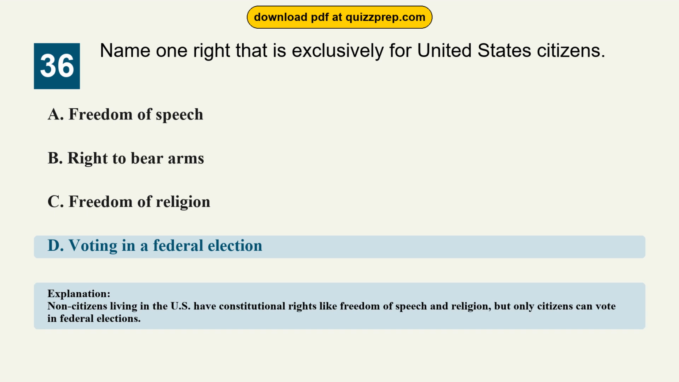Non-citizens living in the U.S. have constitutional rights like freedom of speech and religion, but only citizens can vote in federal elections.